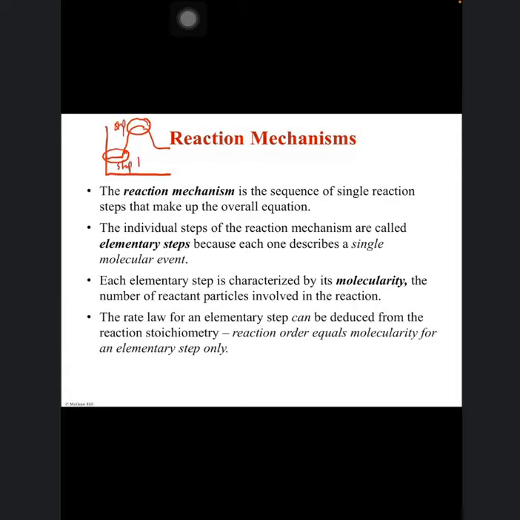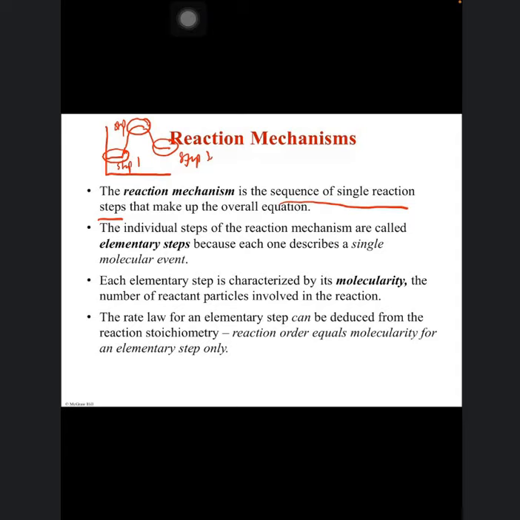Lepas tu species kita yang di atas ni bertukar jadi produk. So ini mungkin step 3. Sebenarnya banyak step berlaku dalam tindak balas kita ni. So kita akan kumpulkan every single step ni dalam sequence. Sequence of single reaction steps. Kita kumpul, maknanya dia ada step 1, step 2, step 3. So the whole steps kita panggil sebagai reaction mechanism.